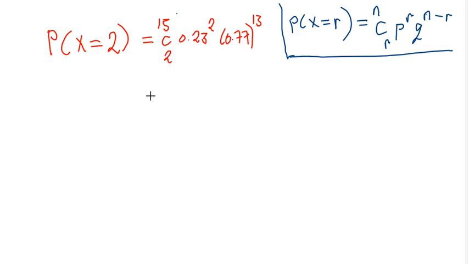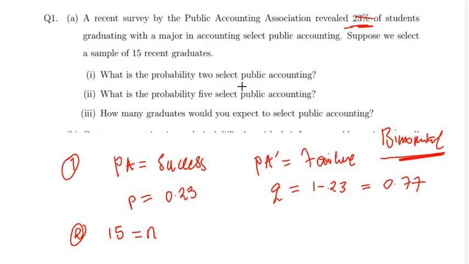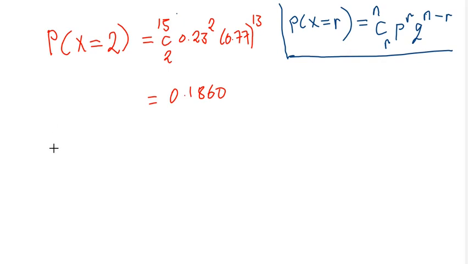So when we complete this, we can just punch this in our calculator, and let's see what we get. So this will be somewhere 0.1860 as the probability that 2 of those people select public accounting. What is the probability that 5 select public accounting? We're just going to use the same principle.